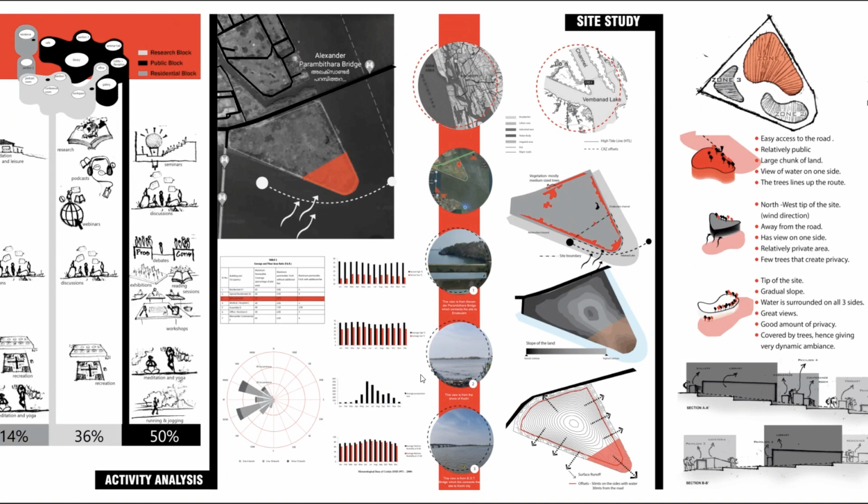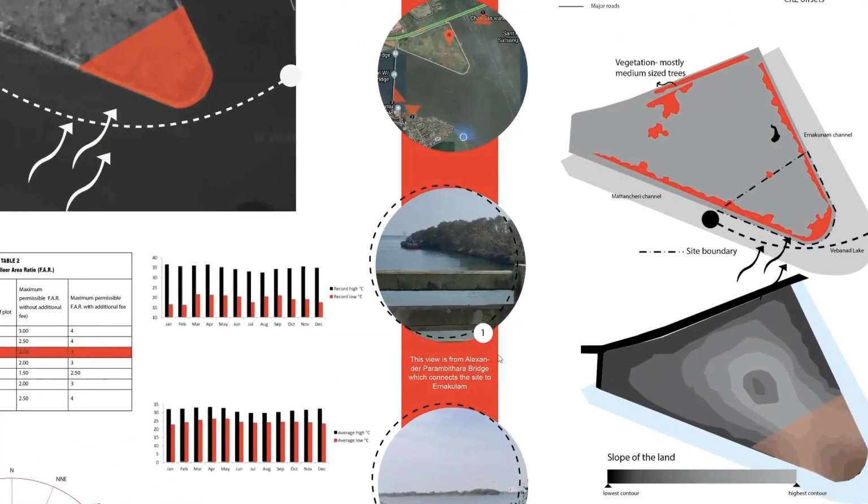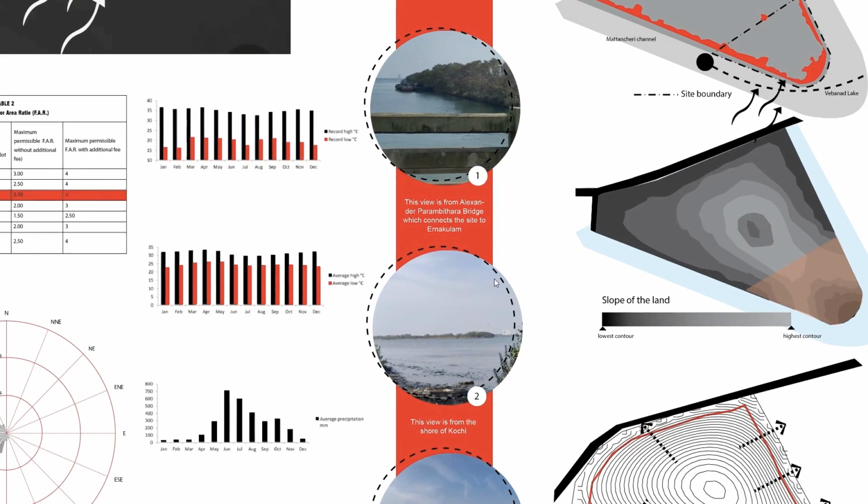It is a tropical climate during most of the months of the year, with an average annual temperature of 27.3 degrees Celsius. And these are the various views to the site from various points.